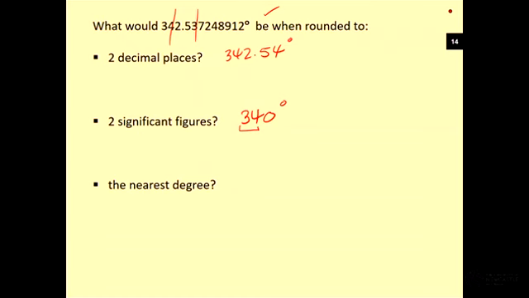And the nearest degree is just a good old no decimal places. It's just, is it 342 or is it 343? Followed by 5, 343. All right, so there's our rounding. Yeah, which is important. We want our accuracy.